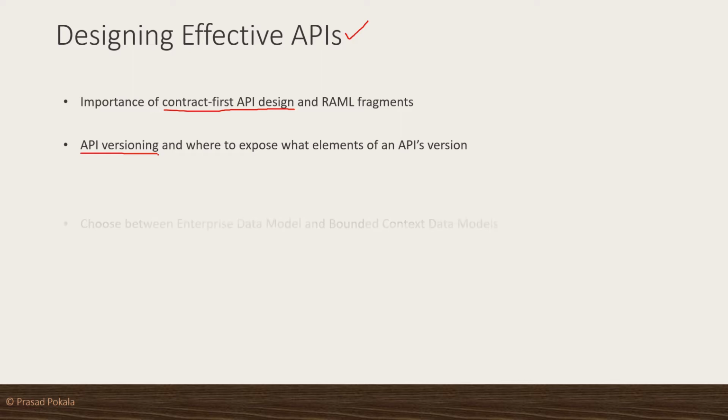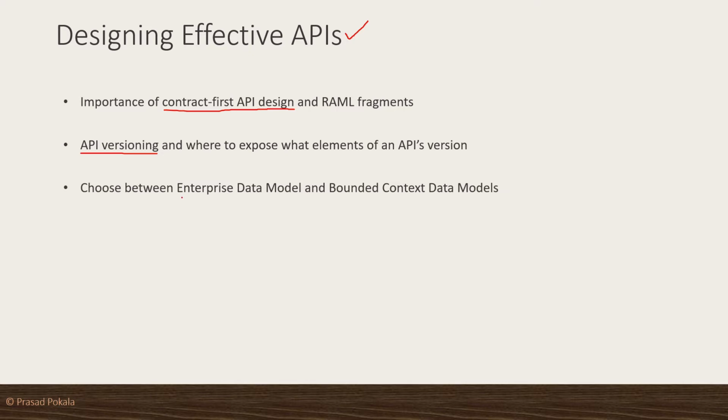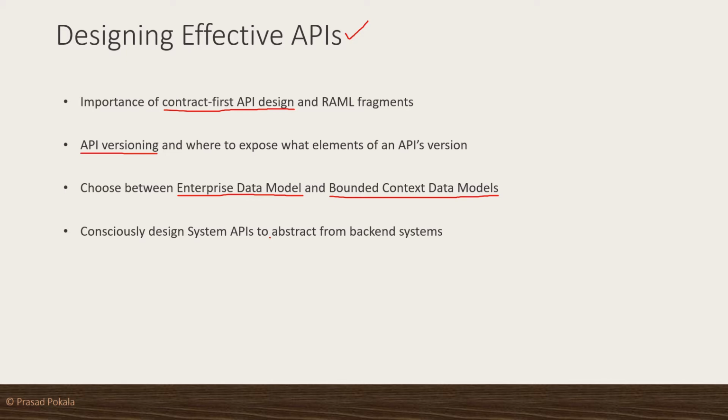And we will also learn about the data models like the enterprise data model and the bounded context data models. We will also learn how to choose between the enterprise data model and bounded context data model. Then we will learn how to design our system APIs properly to abstract them from the backend systems. Then we will do some HTTP based asynchronous execution of API invocations and also see how to apply caching to meet some of the NFRs.